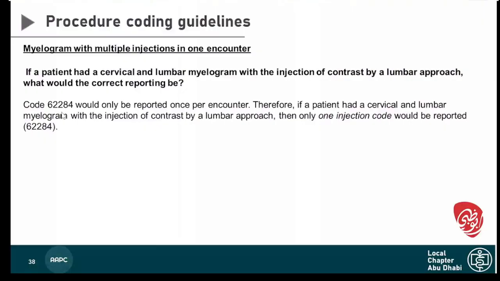So if a patient had cervical and lumbar myelogram with the injection of contrast by lumbar approach, what would the correct reporting be? Code 62284 would only be reported once per encounter. If a patient had cervical and lumbar myelogram with the injection of contrast, then only one injection code would be reported. So coders must check the CPT Assistant also while coding spinal procedures. Okay, you have to keep this in mind.